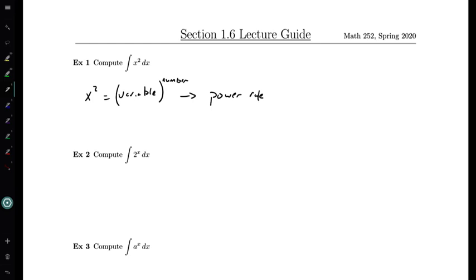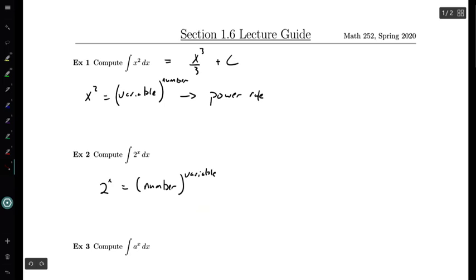Since we're using the power rule here, we know to increase the exponent by 1, so we go up to x cubed. We know to divide by the new exponent, so we're dividing by 3, and we always add c. In contrast, for example 2, we're looking at the function 2 to the x. This, instead of being variable to a number, is number to a variable. And because derivatives treat these two situations very differently, so do integrals. So we're going to have to have some kind of different strategy here.